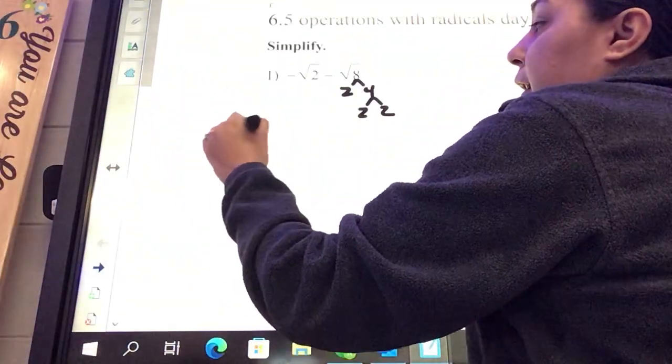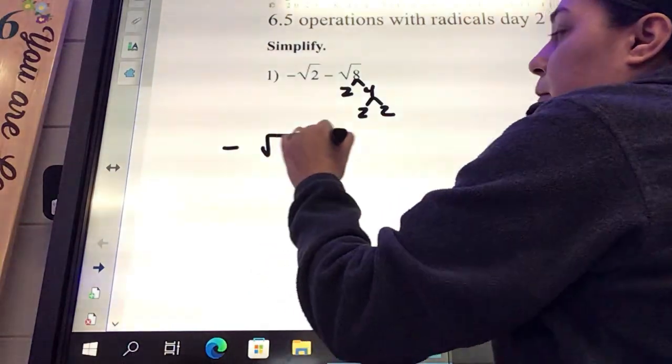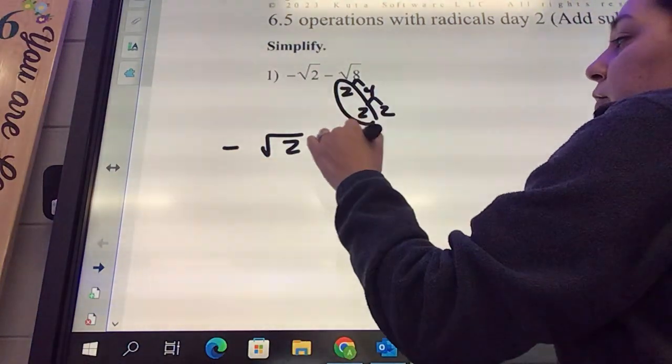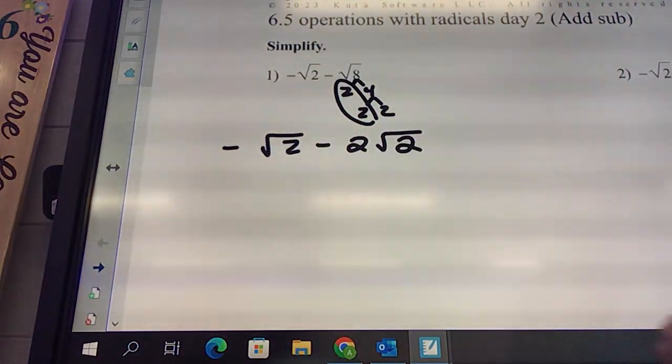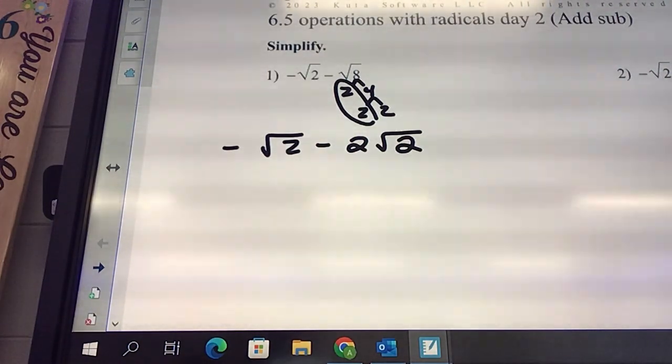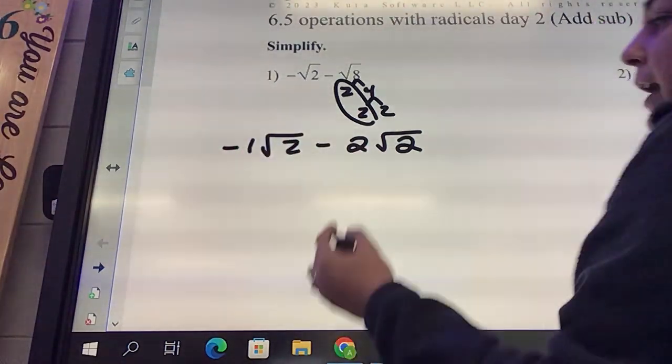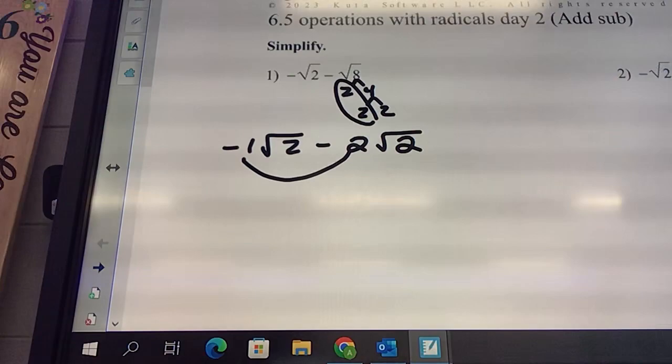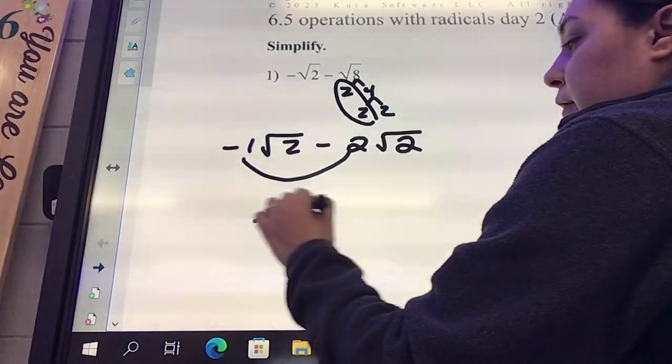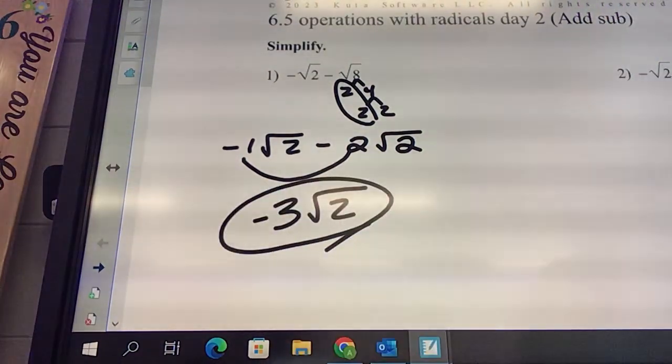Yeah, so we got negative square root 2 minus 2 square root 2. Okay, and then we can put a 1 where? In front of the square root. Yeah, in front of the first one. So now you can put these two together. What is negative 1 minus 2? Negative 3 square root 2. And this one is complete.